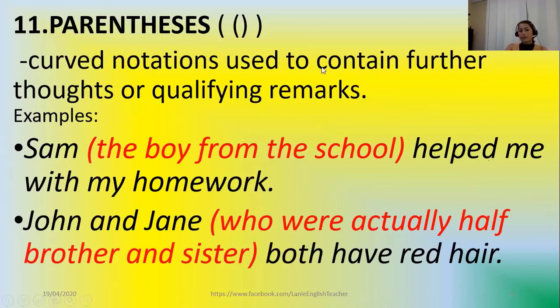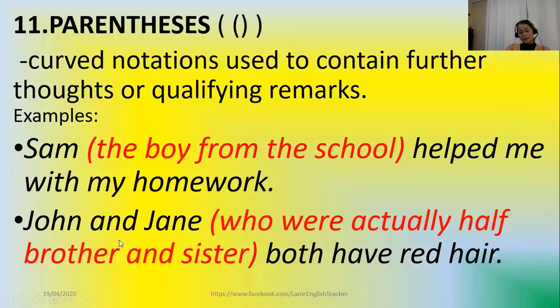Alright, next we have parenthesis. Parenthesis is a curved notation used to contain further thoughts or qualifying remarks. Example: Sam (the boy from the school) helped me with my homework. So the boy from the school here is enclosed in parenthesis. It is just a further thought about Sam. If we remove this from the sentence, it won't affect the meaning of the sentence.